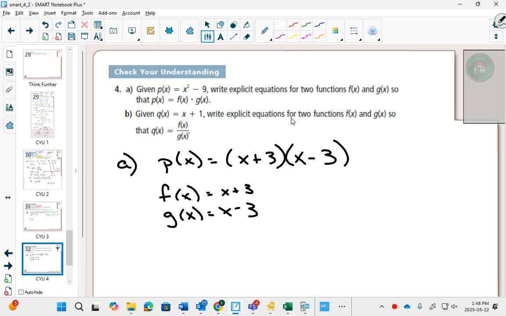Agree? If I wanted to, that's not cheating, but if you wanted to take the spirit out of this question and just start by making f of x, x squared minus 9, what could you make g of x so that it works? 1. It's not wrong. Doesn't it feel like you're cheating a little bit? Because you made two that multiplied together to work.